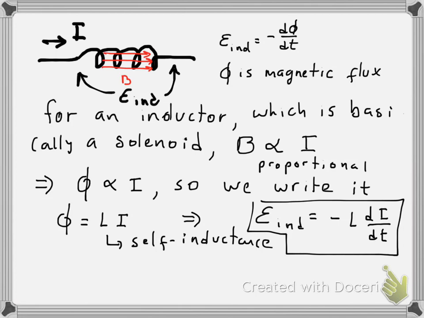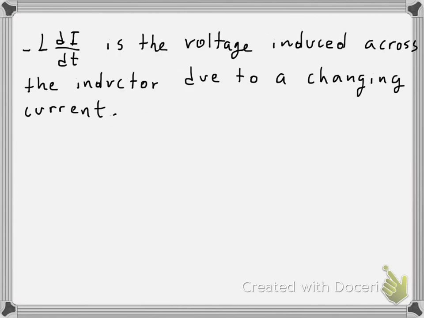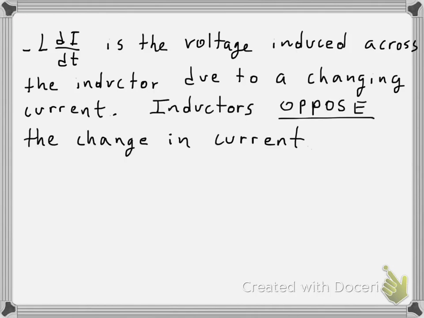So when the current flowing through the inductor changes, there will be an induced voltage across the inductor. The amount of voltage induced through the inductor is minus L dI/dt, and what this implies is that inductors oppose the change in current.